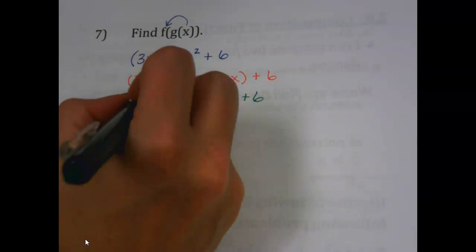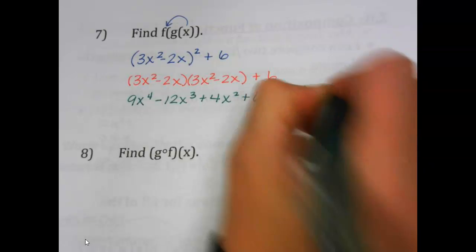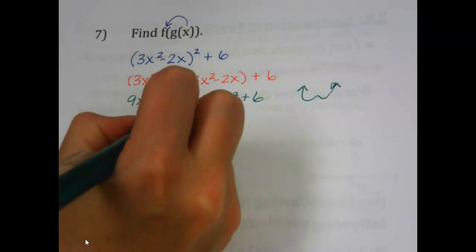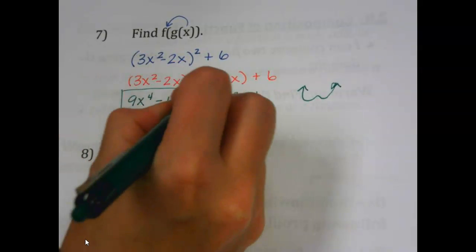So this is a quartic function which behaves like a quadratic, so it'll look something like that if you graph it, which means it has a domain also similar to a quadratic of negative infinity to infinity.